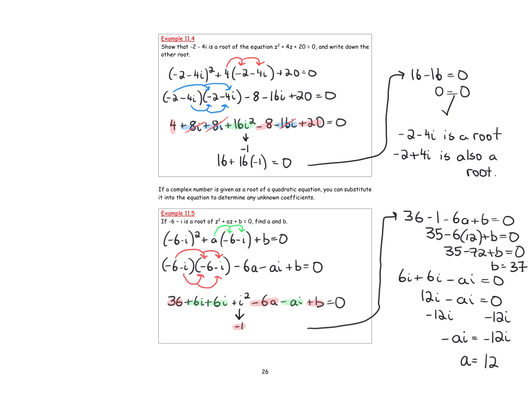On the next page, example 11.6 is the exact same. All you'll need to do is sub in the root that they've given you and equate the real numbers and the imaginary numbers and solve to find what the two values are. That brings this video to a close, which is all about solving quadratic equations with complex roots.